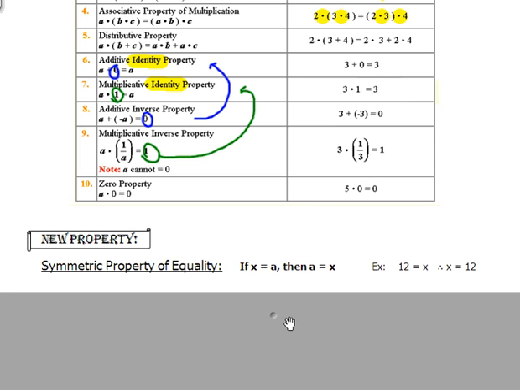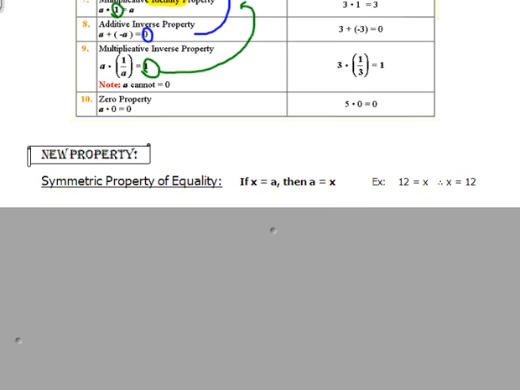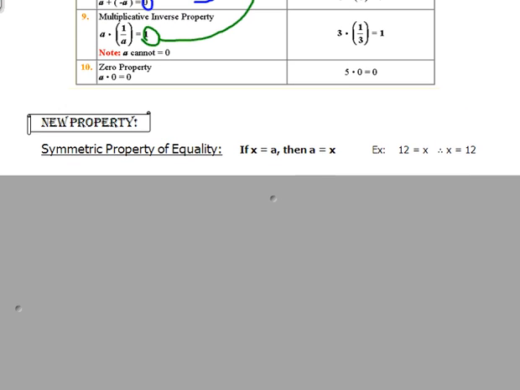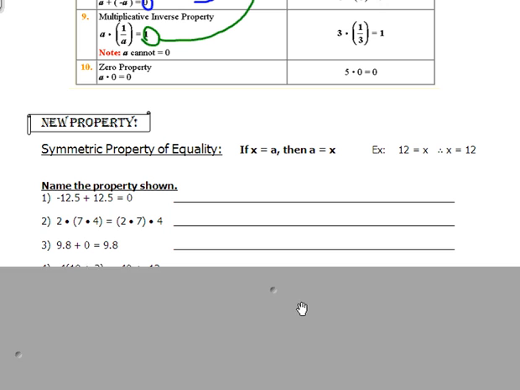Moving on. The new property you're going to learn, and a lot of you used this last year without even knowing it, is called the symmetric property of equality. And that's saying if x equals a, then a equals x. So if you work down a long string of equations and you got 12 equals x, a lot of times you just wrote x equals 12. Well, the reason you can do that is known as the symmetric property of equality.